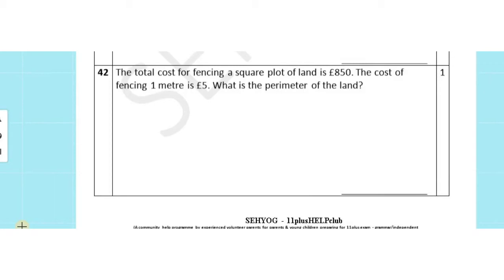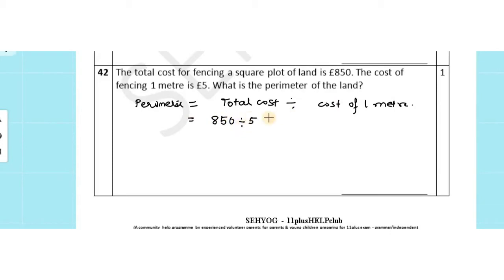So, when we are fencing it, we are covering the perimeter of that field, and the cost for 1 meter is 5 pound. So, if we divide the total cost by the cost of 1 meter, we will get the perimeter, which is 850 divided by 5. So, 170 meter is the perimeter. That is our answer.